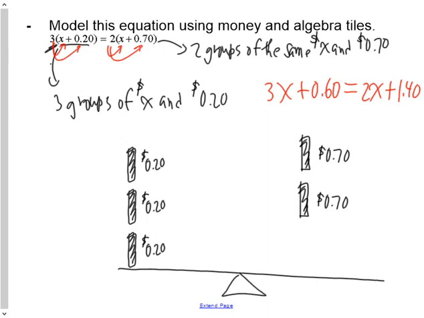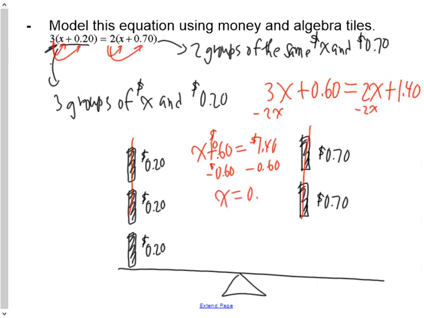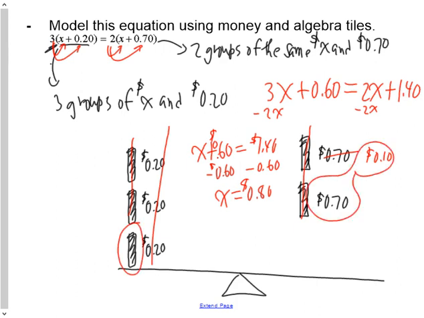Okay, so once we get that, I don't think it says to solve it, but let's solve it anyway. I'm going to subtract 2x from both sides, leaving me with x plus 60 cents is equal to $1.40. I'm going to subtract 60 cents from both sides and find out that x equals 80 cents. When I subtract 60 cents from here, I'll subtract 60 cents from there, leaving me with a dime extra. x is equal to 80.